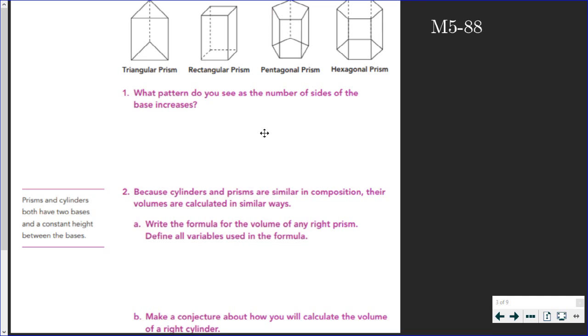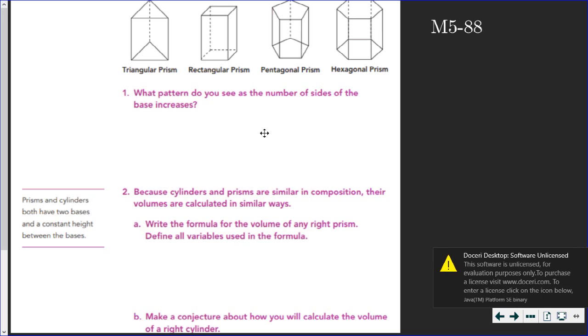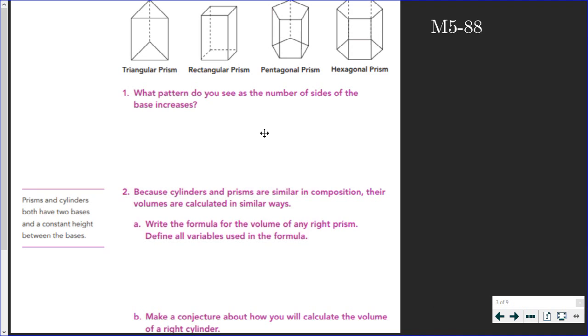All right, thank you for sharing your answers with your partner. Hopefully you made some kind of observation that the bases of those prisms were adding a side each time. So you're starting with a triangle, makes the bases of a triangular prism, then a rectangle, then a pentagonal, then hexagonal. They're adding sides. And as it goes down, it's getting closer and closer to look like a cylinder, which is what we are going to be talking about today.